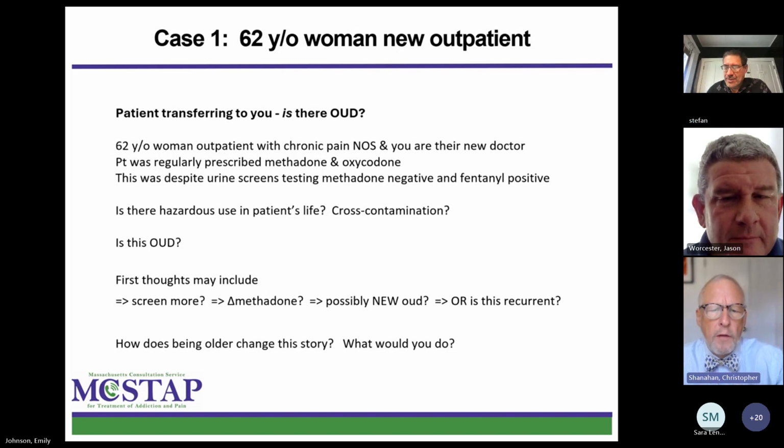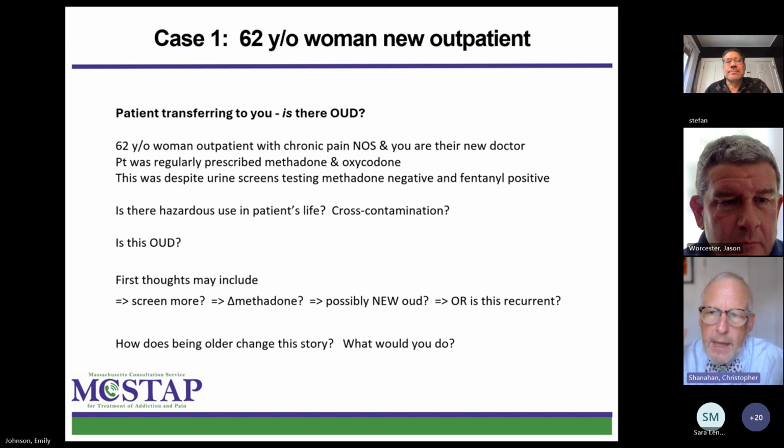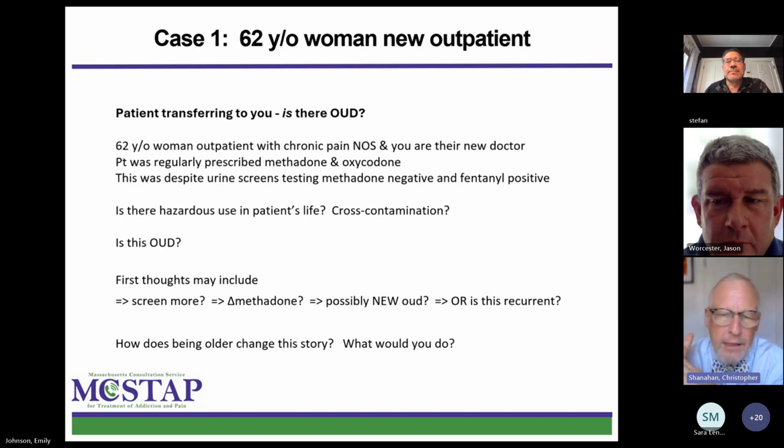So I guess the one thing I wanted to mention on this was that it makes it different because it's really important. I think the point here is it's so easy when you see fentanyl in urine to just jump and say, boom, there's something bad going on, time to run.